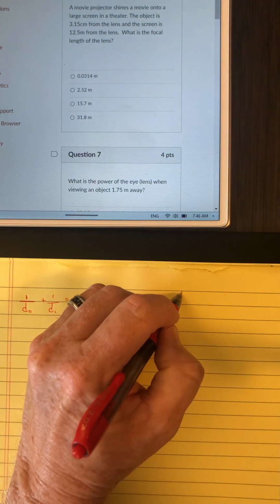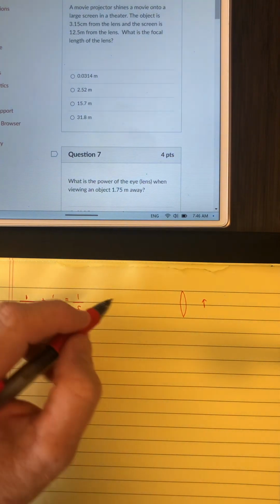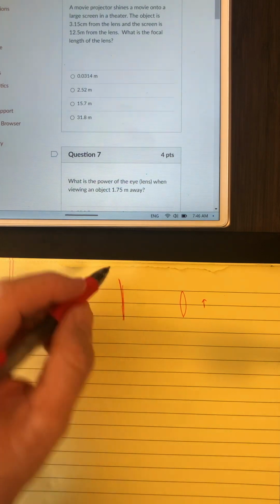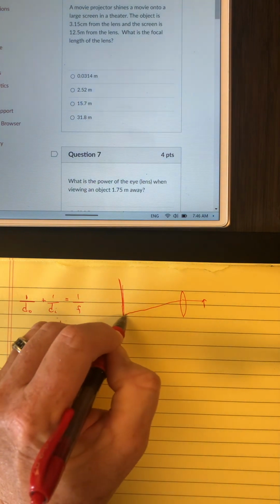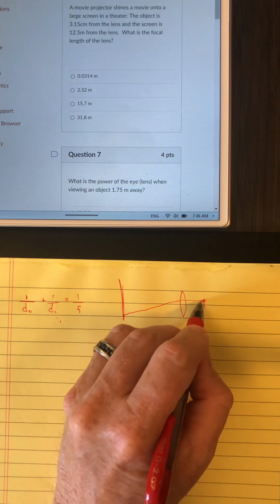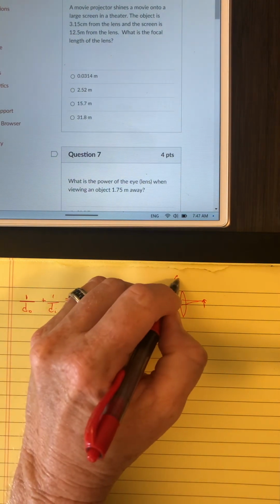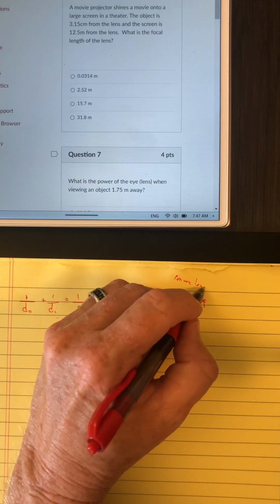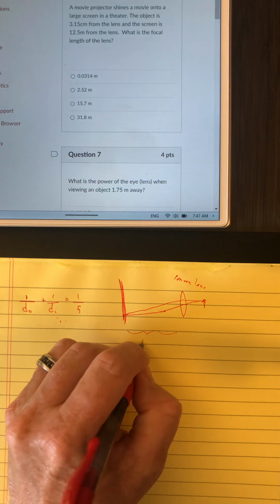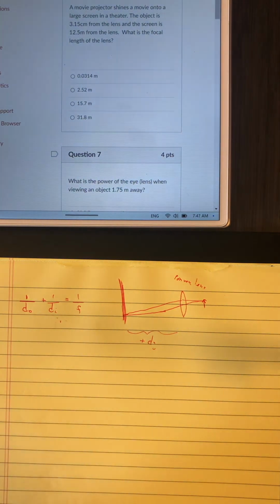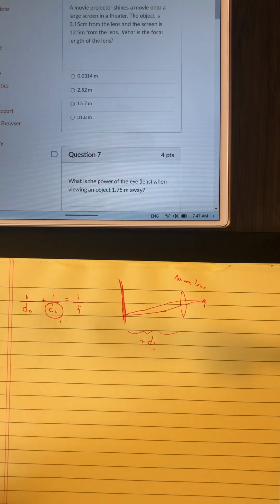But the way this is described, we've got this object here, and we want to project it onto a screen. We know that this could only be done with a convex lens, because we got to get light out here. We have to have a real image. So this is positive image distances. So that means here we got to put a positive number there.